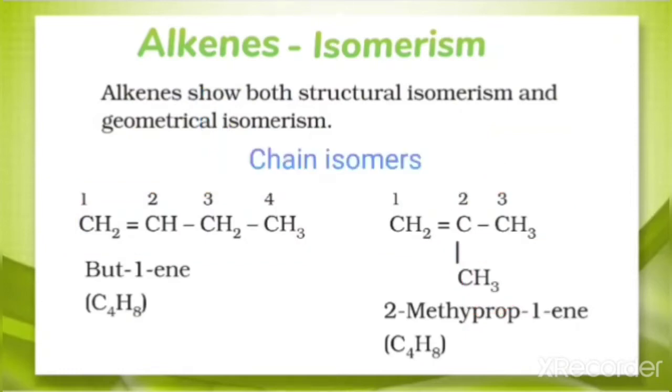We have already learned the definition of chain isomers. So these two can be called chain isomers. That means having the same molecular formula but a different number of carbons in the main chain.